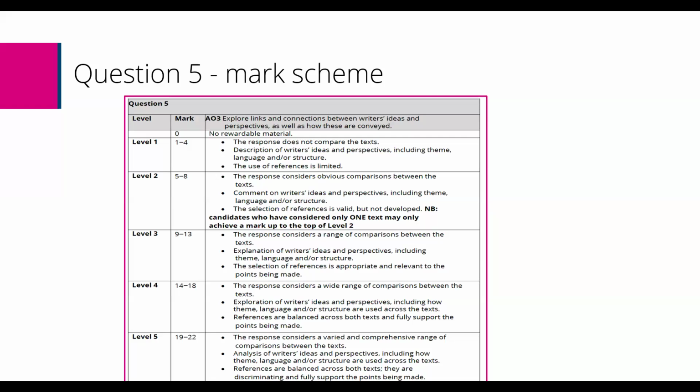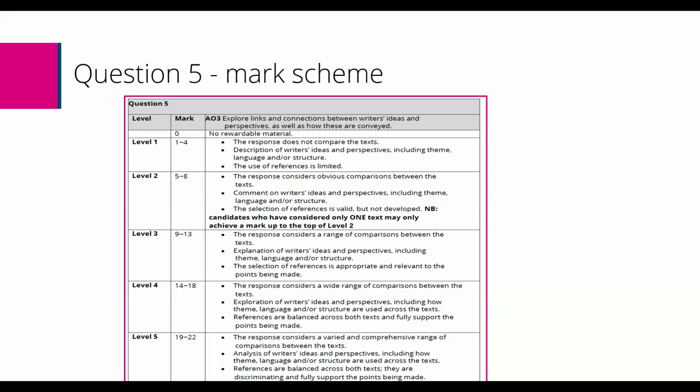Candidates can't go above that if they only write about one text. And it would have to be really good, wouldn't it, to be able to get to the top of level 2. So level 1, we've got doesn't compare. Level 2, obvious comparisons. Level 3, a range of comparisons. Level 4, a wide range. And level 5, varied and comprehensive range.